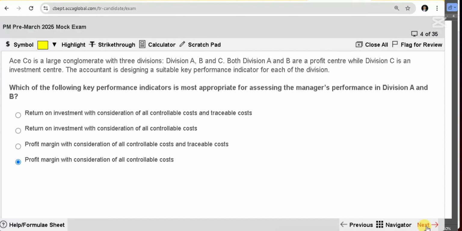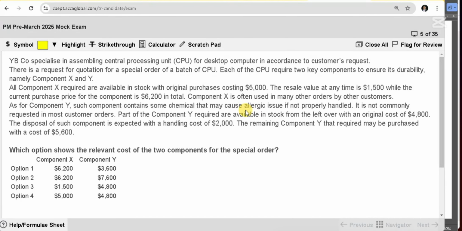Next one, question number 5. A long one. Let me look at the requirement. Which option shows the relevant cost of the 2 components for the special order? Question is about relevant cost. Okay, component X and component Y.